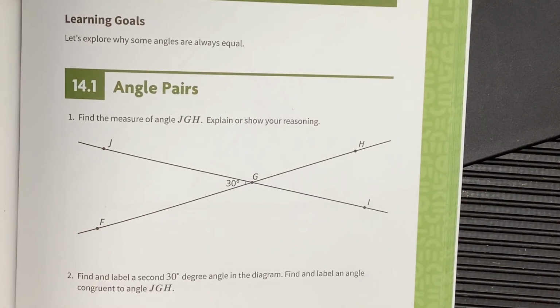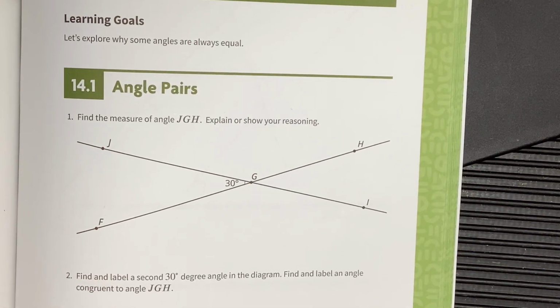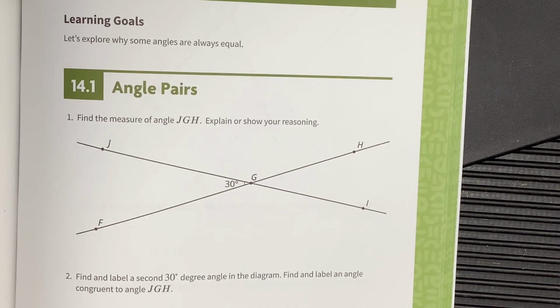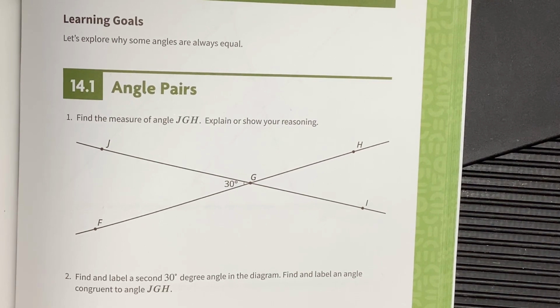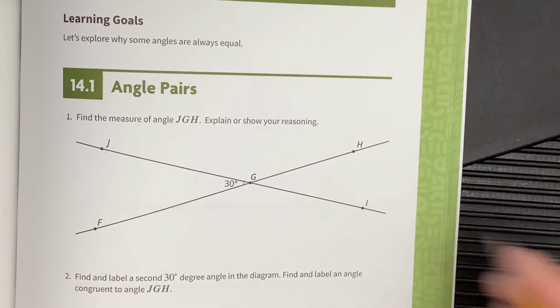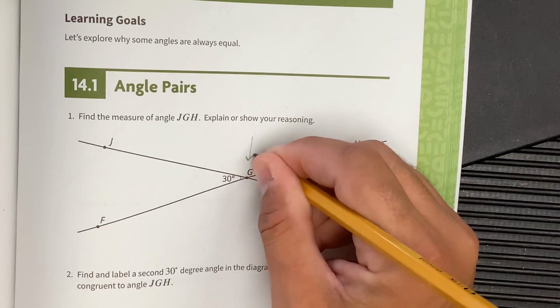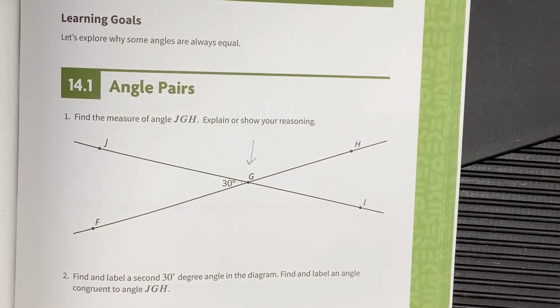All right, lesson 14, page 121, continuing to get a little more in depth with angles here. It says find the measure of JGH. That is this one right here. And actually what we're going to be doing today is to figure out all the angles that are there, which I think we could be able to do without even knowing anything about this lesson.